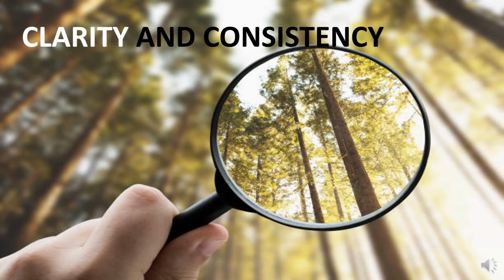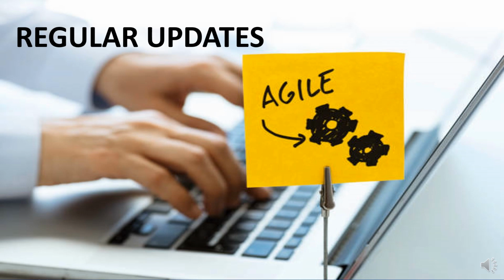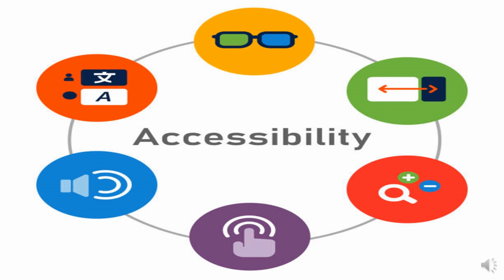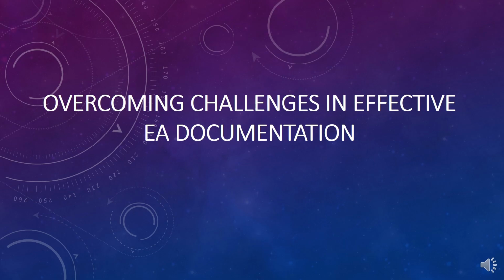Clarity and consistency. Documentation should be clear, consistent, and concise across all components. Regular updates. Keep the documentation updated to reflect changes in business strategies and IT landscapes. And accessibility. Make the documents accessible to all the relevant stakeholders. We have just now seen some of the best practices in effective EA documentation.